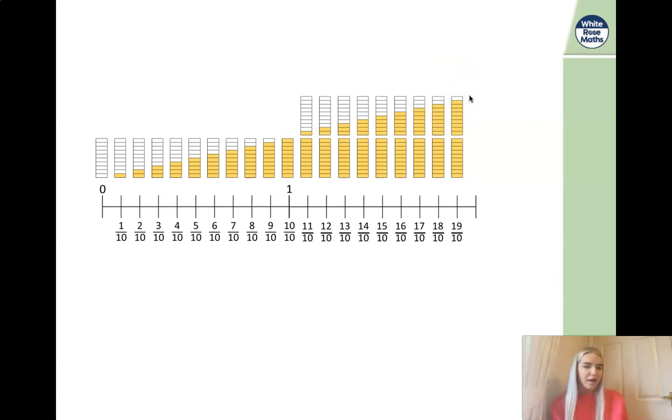What would my fraction be then? Pause the video and have a think. How did you do? Did you work out it would be 20/10? What's that the same as? If 10/10 is the same as 1, what might 20/10 be the same as?